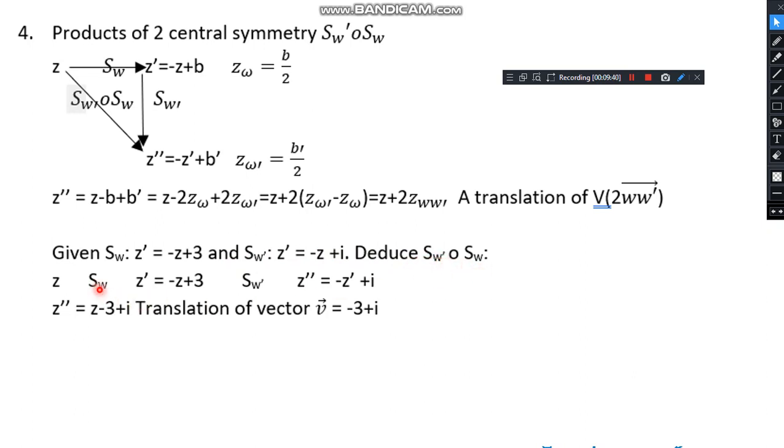So I start by SW, which is minus Z plus 3, and Z double prime here is minus Z prime plus I. If you replace Z prime, you're going to get a translation of vector minus 3 plus I. So the translation will be, if you see it, 2 WW prime. You can check it here. So don't memorize the formula, just do it directly.